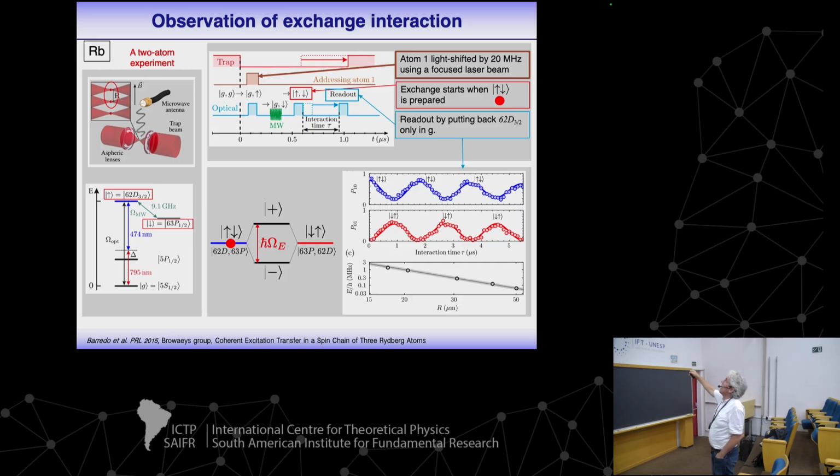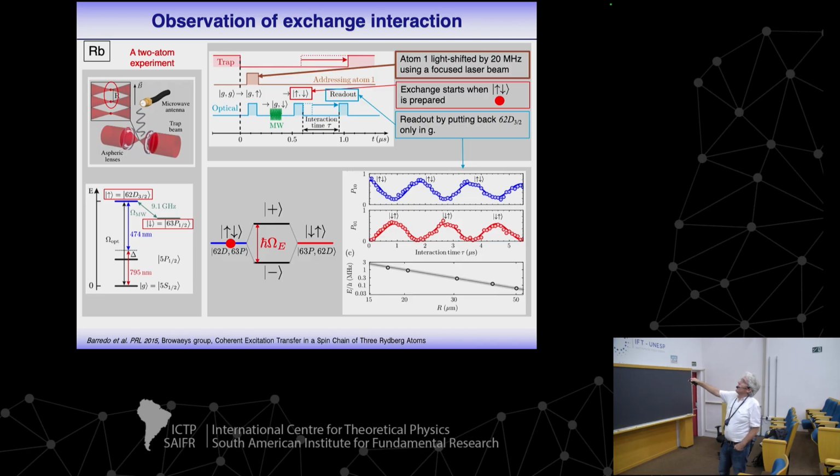The upper one is light shifted using a focus beam, which hits the first atom, but not the second, which is generated in a similar way as the trapping lasers. So first laser pulse, atom 1 is blocked, atom 2 is excited to the upper level 62D, which is spin up in our spin terminology.